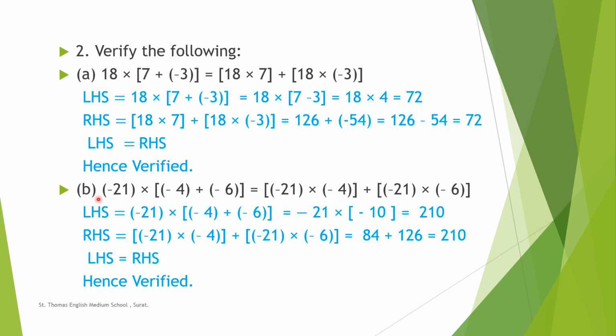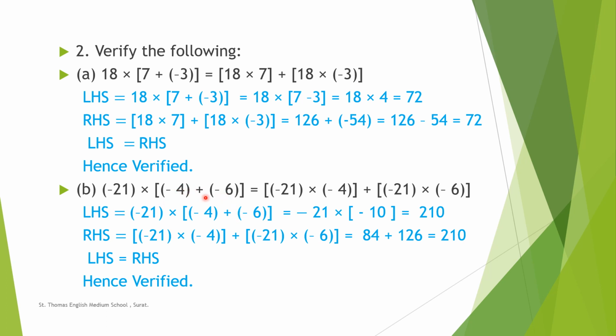Question number B. Minus 21 multiplied by (minus 4 plus minus 6), that is in one bracket, is equal to minus 21 multiplied by minus 4 plus minus 21 multiplied by minus 6. So take LHS first, then RHS, then you have to show both answers are same. So minus 21 multiplied by (minus 4 plus minus 6), right? So write the question once again.